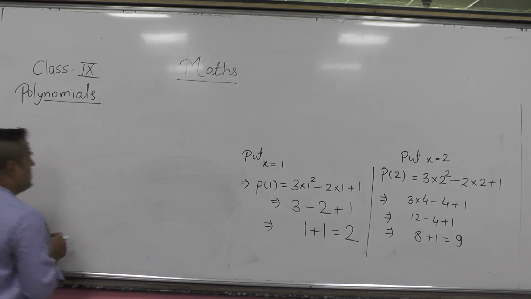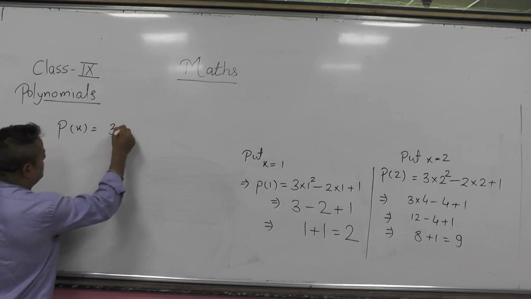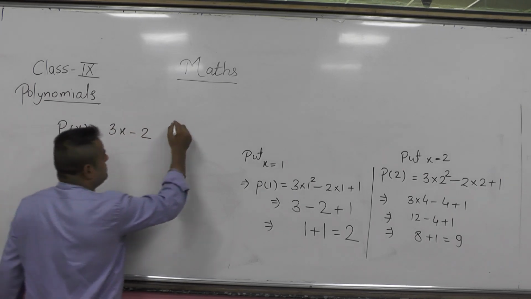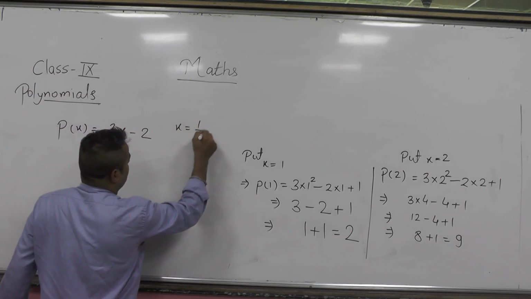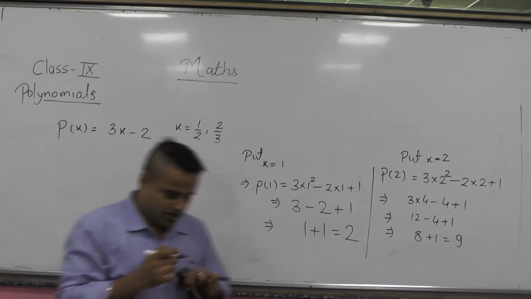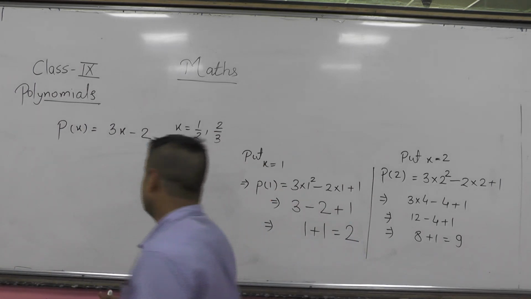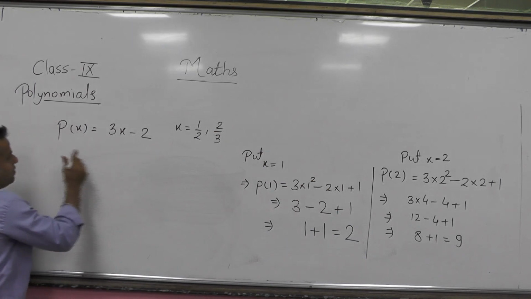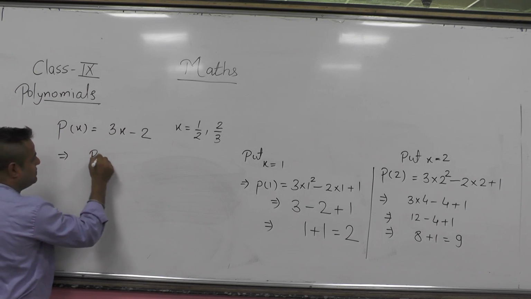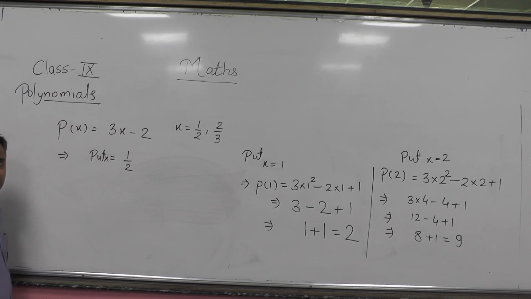Okay, like see, suppose we got the polynomial of x as 3x minus 2, and they are giving us two values, 1 by 2 and 2 by 3. We need to check whether 1 by 2 is the 0 of the polynomial or 2 by 3 is the 0. So, to check, what we are doing is putting this value here. Now first we check for 1 by 2.